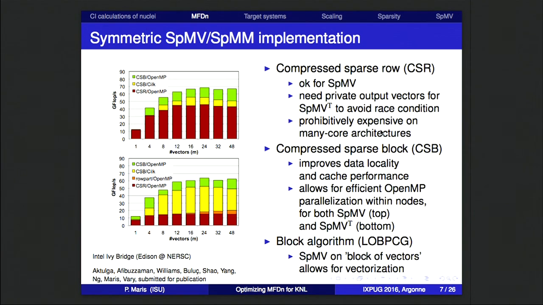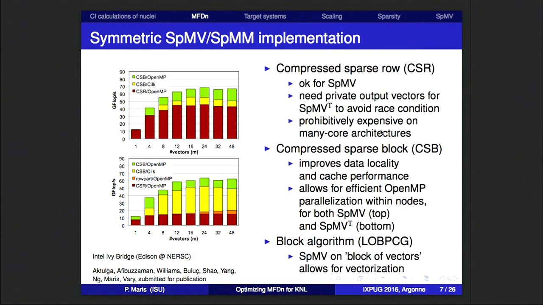So that was one of the motivations to look at alternative formats, and we are now using compressed sparse block format, which also has a couple of other side benefits. It improves, in general, the data locality and cache performance. We don't have this issue with OpenMP race conditions.